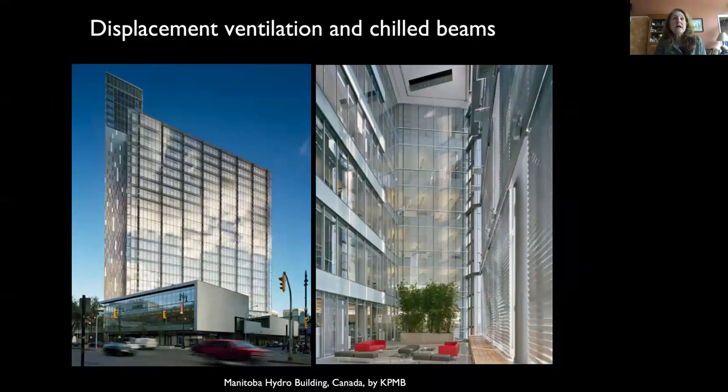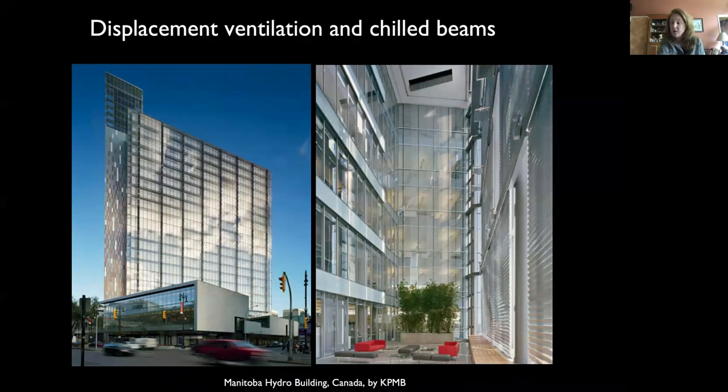So this is another example. If you don't need to manage very high variable loads, displacement ventilation works. If you do have higher loads, you might have to combine it with another system. This is an example in the Manitoba Hydro building in Canada, a very cold climate, and it's got a lot of interior loads. So it was combined with a chilled beam system, and Stet's going to be covering that. So I'm not going to go into it in too much detail.